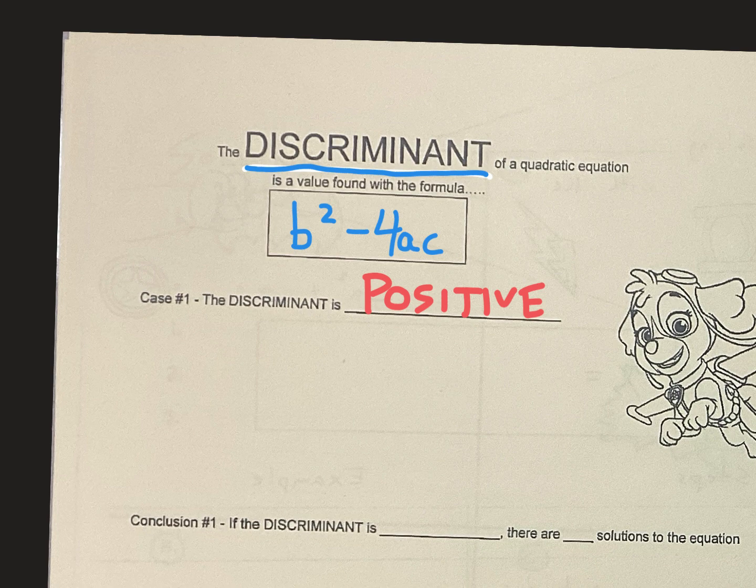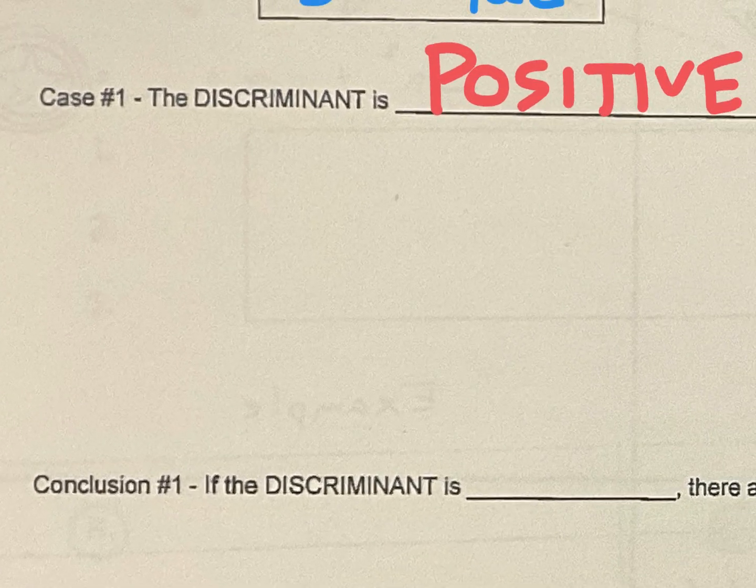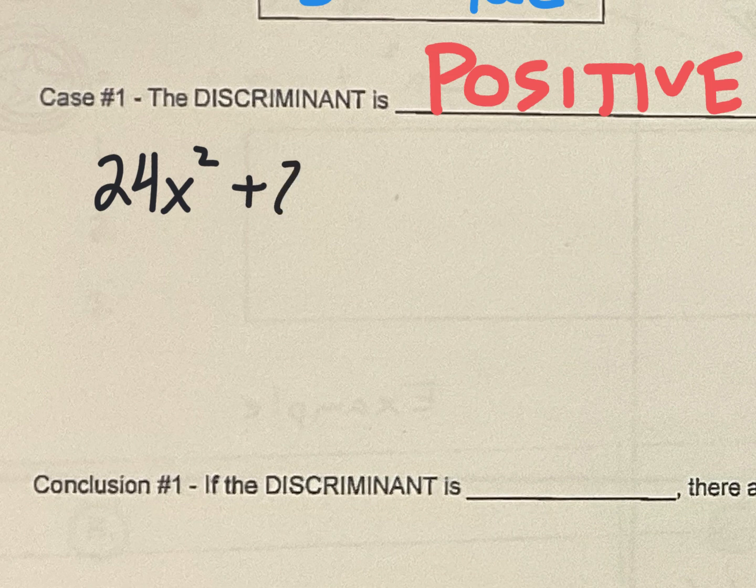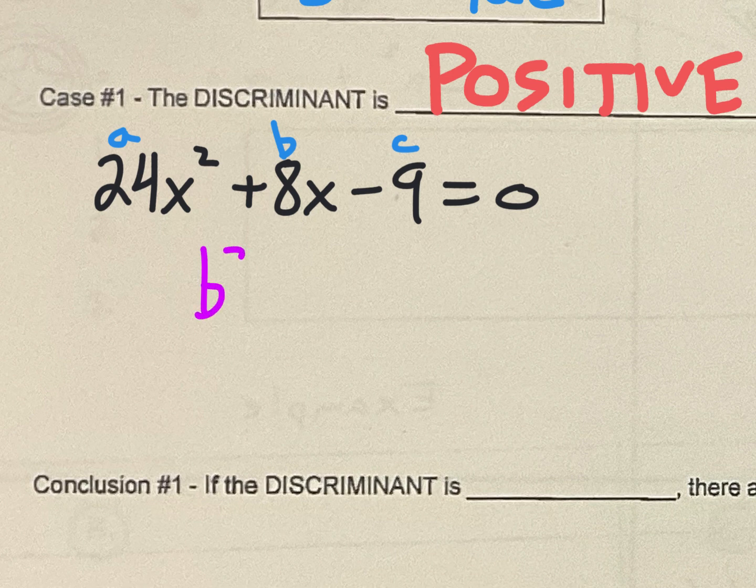Let me give you an example. We'll start with an equation like 24x squared plus 8x minus 9 equals 0. Previously, we'd go all the way through the quadratic formula and plug in A, B, and C. Now we just have a little bit simpler job. That's A, that's B, that's C. And all I need to be concerned with is what is B squared minus 4AC? That's all I want us to do right now.